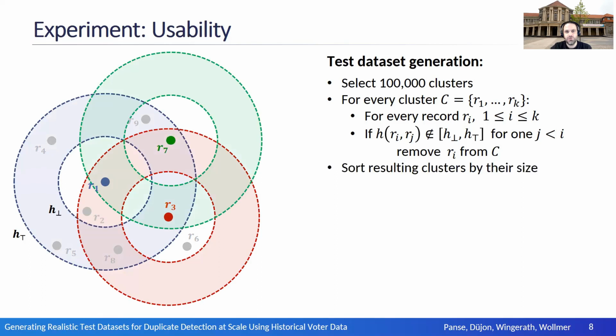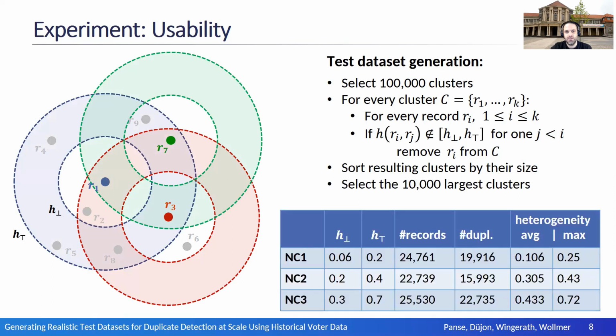Finally, we sorted the reduced clusters by their size and selected the 10,000 largest clusters as the final test dataset. Below, you can see 3 datasets that we created with this approach by using different settings of h-bottom and h-top. All 3 datasets have similar numbers of records and duplicate pairs, but their heterogeneity scores differ significantly.